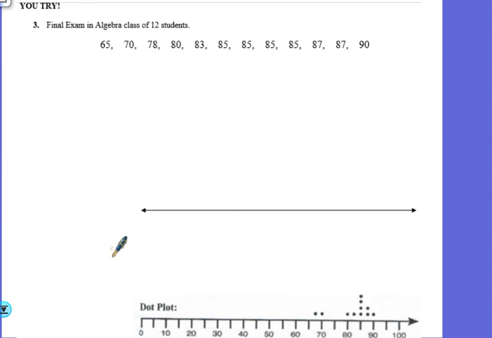Now I'd like you to turn to the back and try number 3. This is now the final exam in algebra class of 12 students. So I'd like you to pause the video, remember the steps for finding your 5-number summary, make your scale on your graph, and create your box plot. Please pause the video at this time.